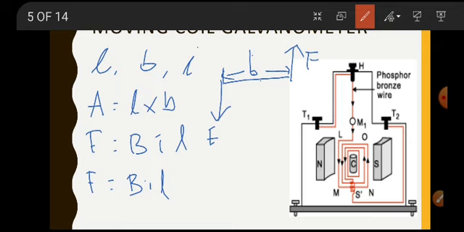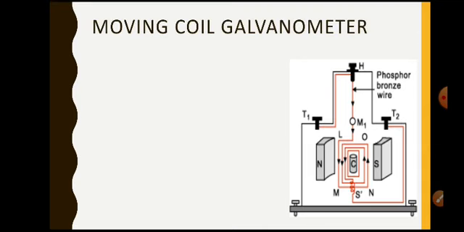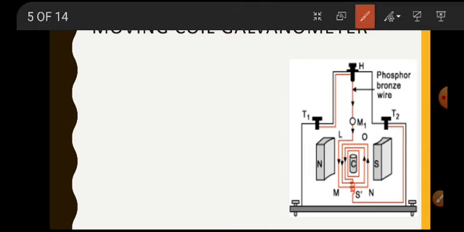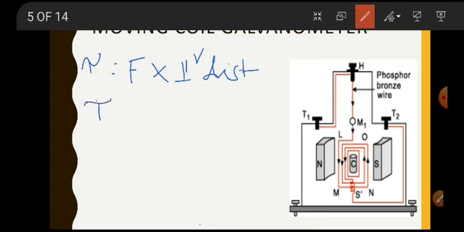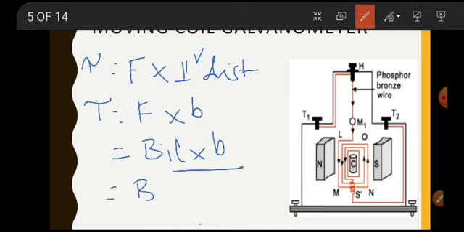Now the torque acting on the coil. Torque acting on the coil is torque equals force into perpendicular distance. So what is the force here? Tau equals force into perpendicular distance b. Force equals BIL, into b. You can write this L into b as area A. So tau equals BIA.